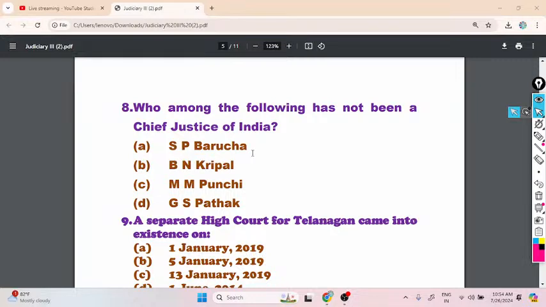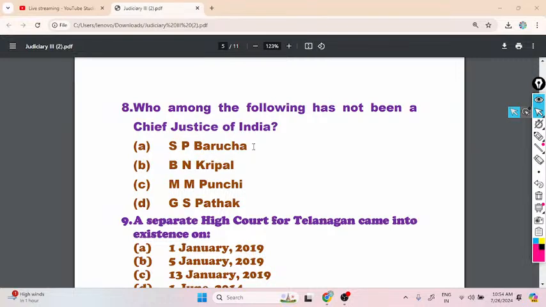S.P. Barucha was the Chief Justice, B.N. Kripal was the Chief Justice, M.M. Punchi, Madan Mohan Punchi, he was also an eminent Chief Justice, and he also headed the second Center State Relations Commission. The M.M. Punchi Commission is very popular, 2007 to 10. He headed the committee on Center State relations and made valuable recommendations.